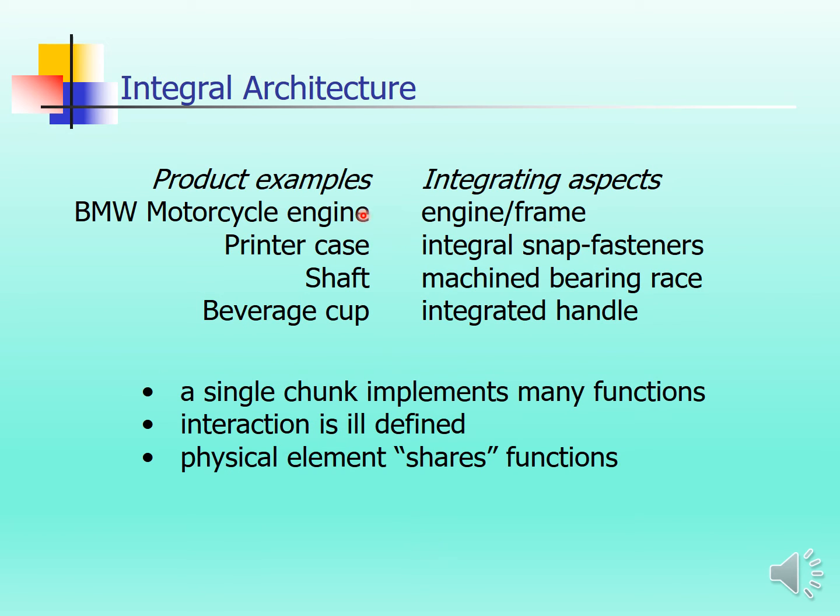Okay, and then integral architecture. Integral architecture, as an example, is a BMW motorcycle engine. The engine and the frame are integrated into just one. Another example is a printer case with integral snap fasteners, meaning the casing has no screws or extra fasteners. For the shaft, we are machining the bearing race. The bearing cup is integral with the handle. Okay, this is only an example.